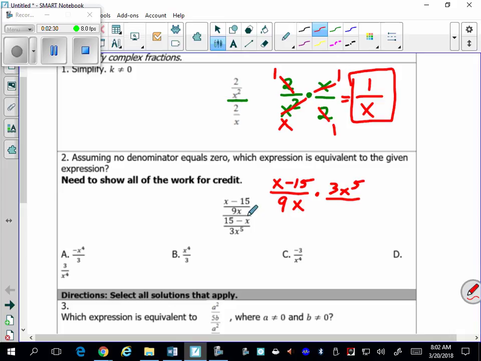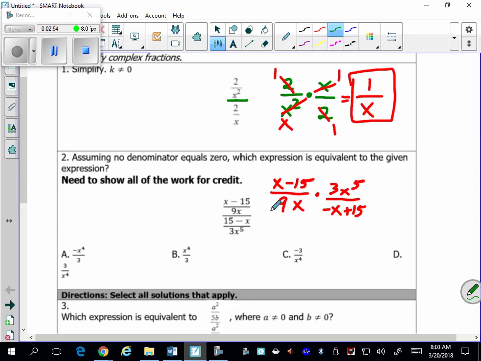And we have 15 minus x. I'm going to rewrite that so it's the x first. So it's a negative x, and the 15 is positive, so plus 15. The reason I rewrite that is because usually we have the x term first, the biggest exponent, so that's 1, and then 15 is 0 as an exponent.